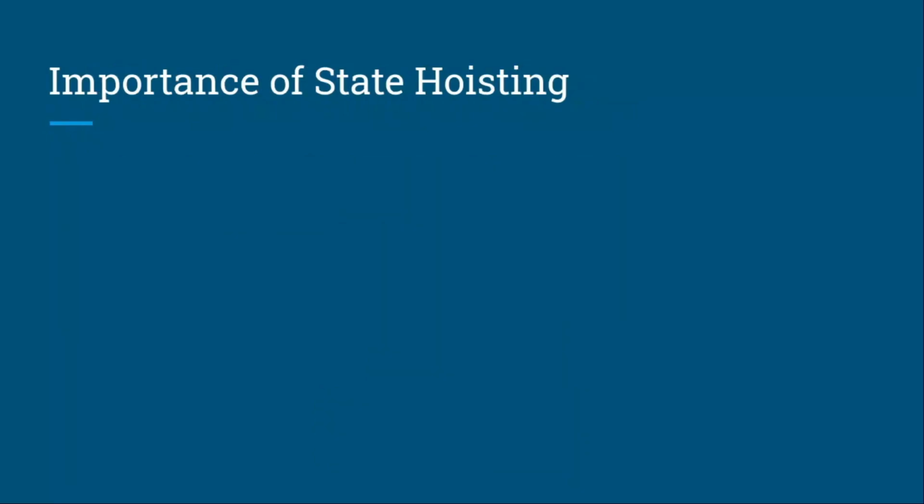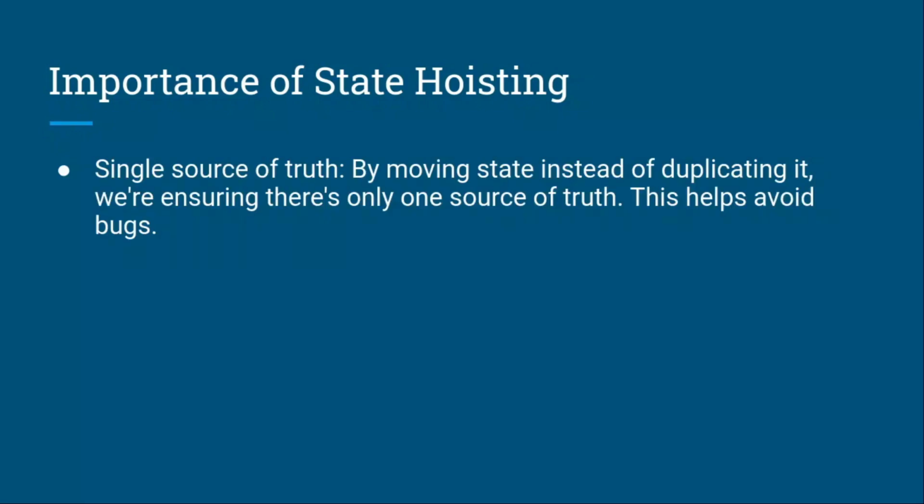So let's see the importance of state hoisting. The first is a single source of truth. By moving the state instead of duplicating it, we ensure there is only one source of truth, which helps us avoid bugs. For example, if we want to use this state again in another place, we can get the same value, and we have only a single source of truth.